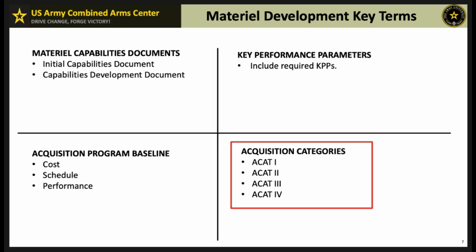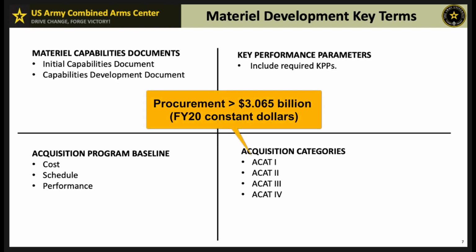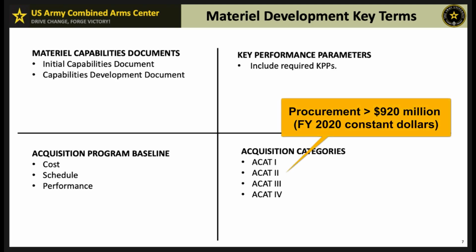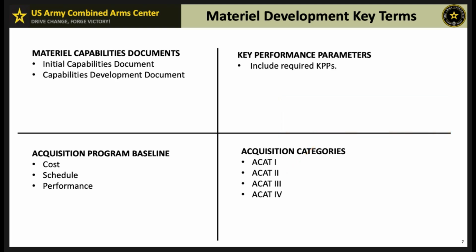Acquisition categories, ACATs. ACAT 1, these are your major defense acquisition programs, MDAPs, with the highest level of oversight due to their cost and importance. ACAT 2, these programs do not meet the criteria for ACAT 1, but are still of significant value and require rigorous oversight. ACAT 3, these are programs with lower dollar thresholds and less oversight, typically managed at the service or component level. ACAT 4, the lowest category, including non-major acquisition programs with minimal oversight requirements.